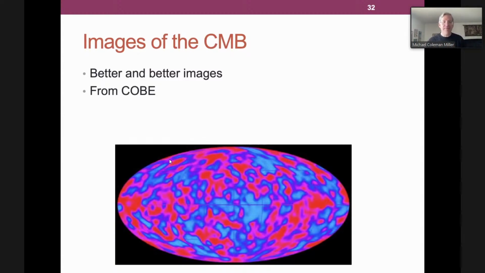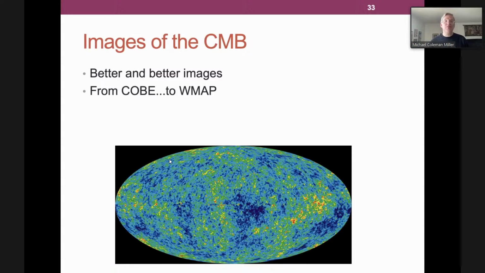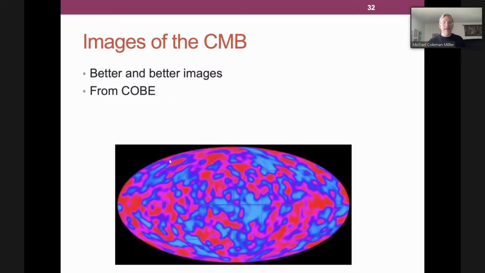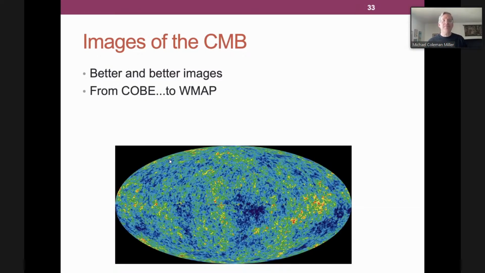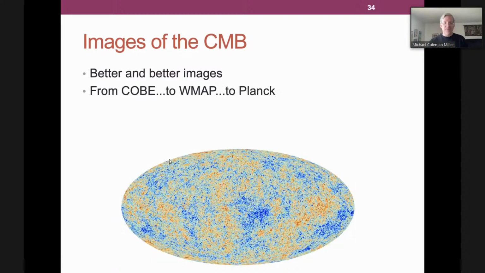So here we have the map of those variations from the COBE satellite, and then the WMAP satellite, which was roughly a decade later, did significantly better. So you can see there are correlations here, obviously, but WMAP is far better. And then from the European Space Agency, the Planck mission did even better. So once again, we have excellent correlations, but now we have tremendous precision of information.